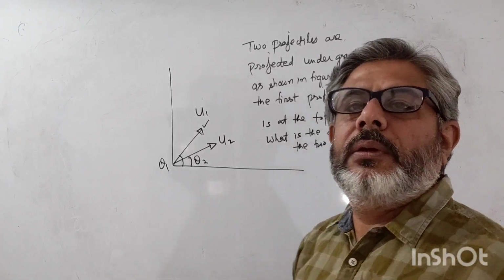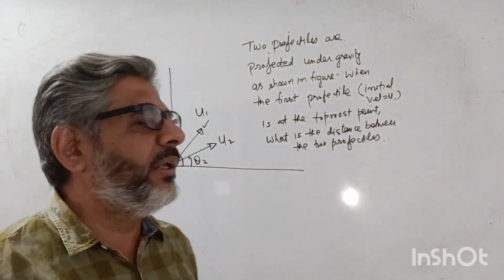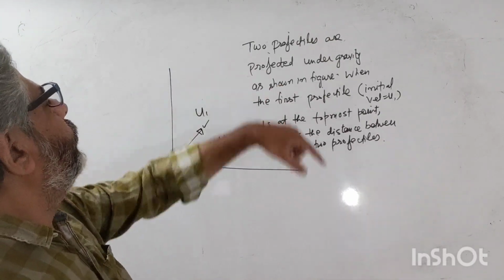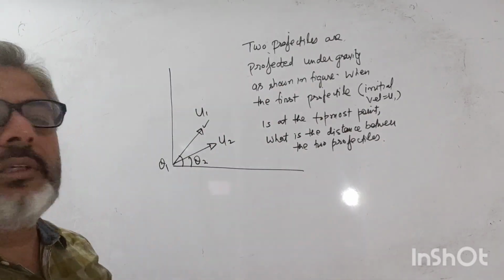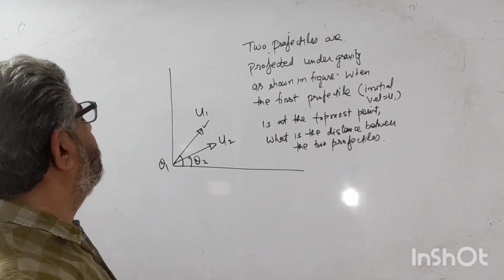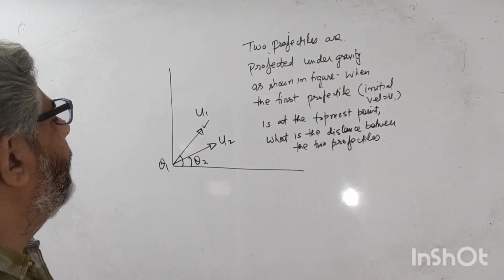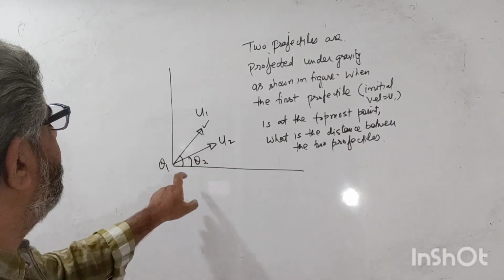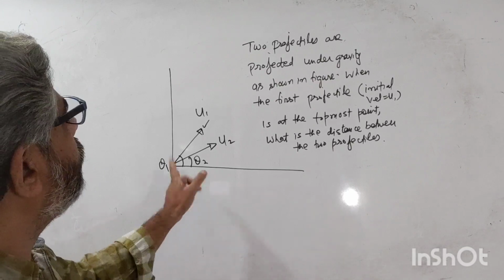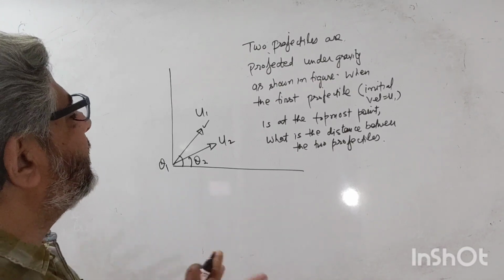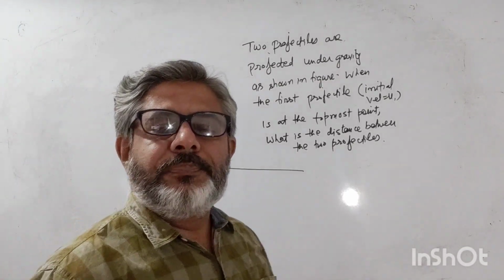I am writing rather fast, not focusing on writing a bit. So you can see the question says two projectiles are projected under gravity as shown in figure. When the first projectile, that is having a velocity u1, angle of projection theta 1, is at its topmost point, what is the distance between the two projectiles?